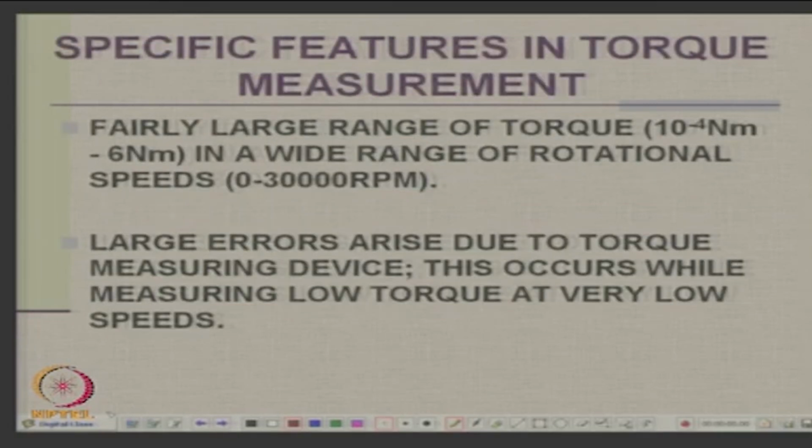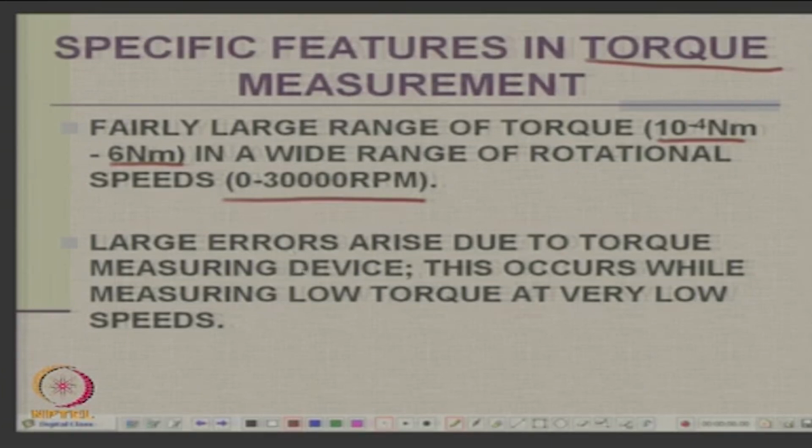Then how do you measure torque? Because the torque may vary from a very low value, say 10 to the minus 4 Newton meters, to 6 Newton meters, over a wide range of speeds, say 0 to 30,000 rpm. A robot or stepper motor speed may be a low value, but it may go to a very high value, say 30,000 rpm or so. So your speed range, torque and speed measurement, mechanical measurements are important.